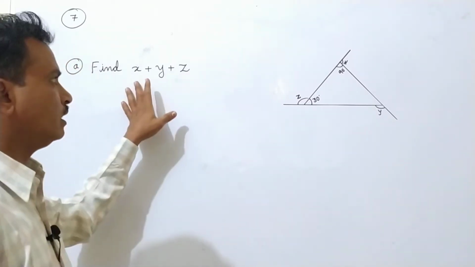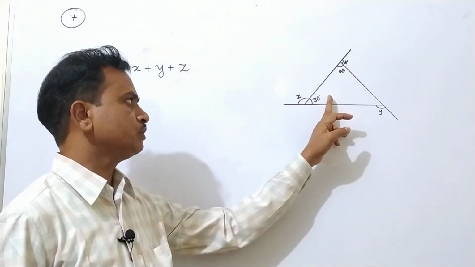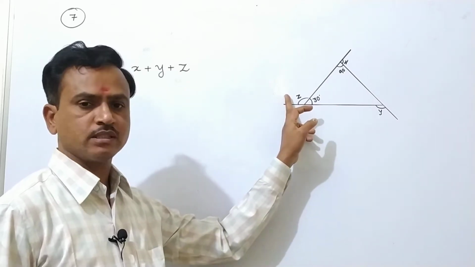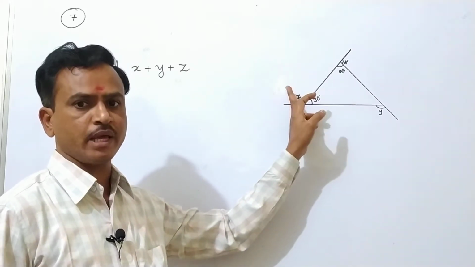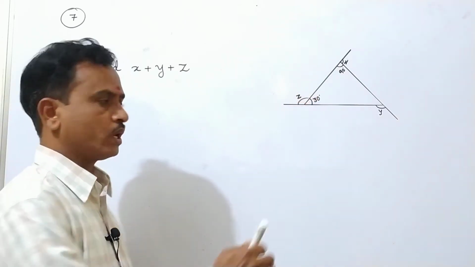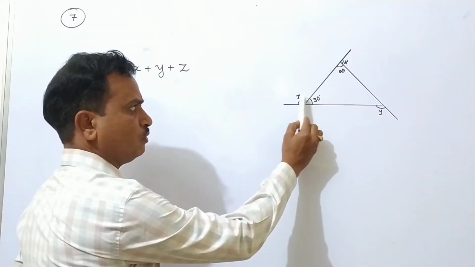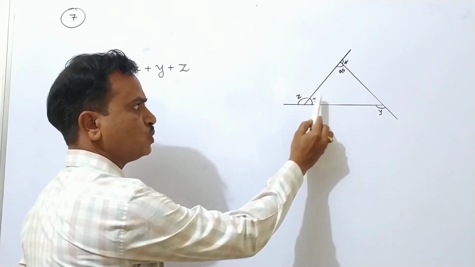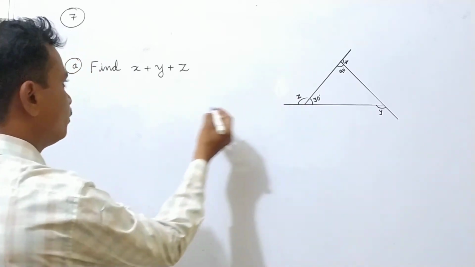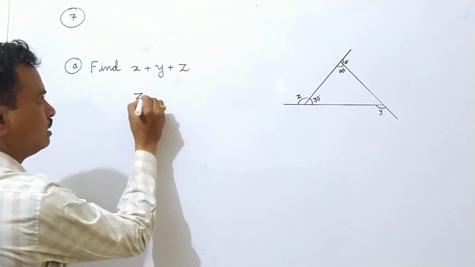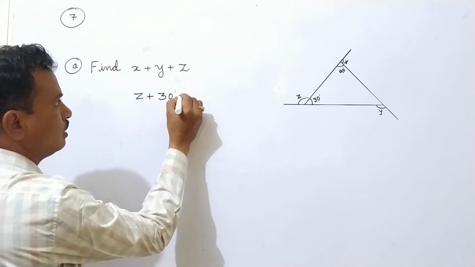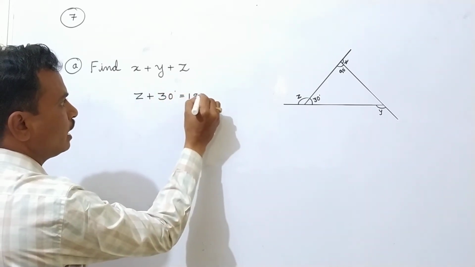Before going to find this, what we should do here, we should add these two angles. Linear pair, sum of linear pair angles is equal to 180 degree. Now if you add these two angles, the sum of these two angles is equal to 180 degree. So the first point we will take here: z plus 30 degree is equal to 180 degree.